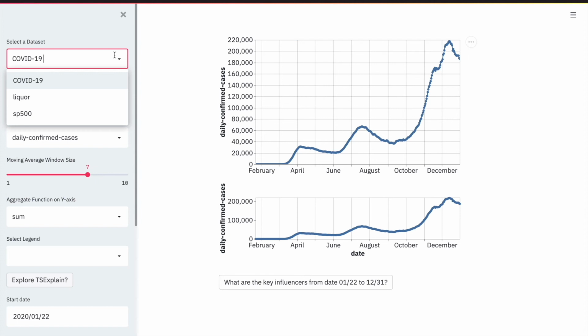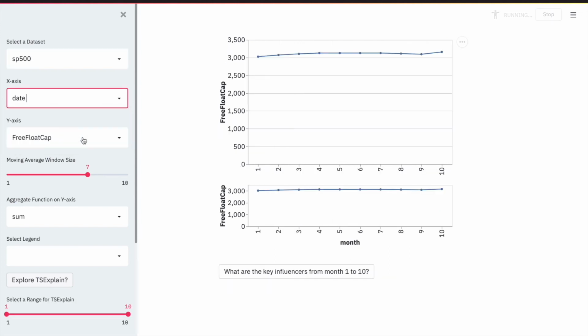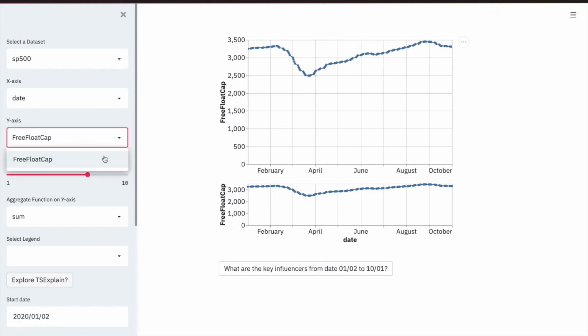Besides the COVID-19 dataset, we can also try other datasets. For example, we can try the SP500 dataset to inspect what factors influence the SP500 index to rise and fall. Here, we configure the y-axis as the free float cap, which is the SP500 index value. As we can see from the visualization, there is a dip in March of 2020. This is the 2020 stock market crash when SP500 dropped and triggered market-wide circuit breakers.